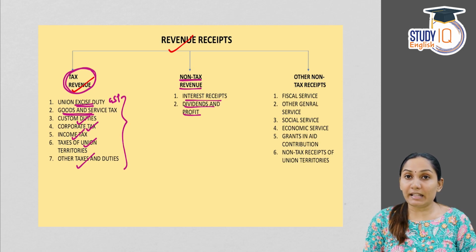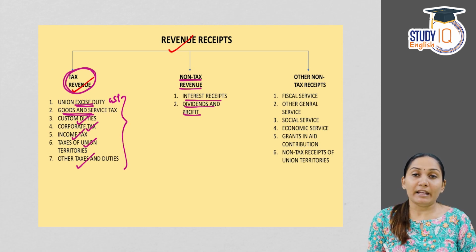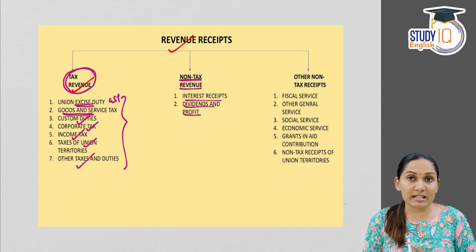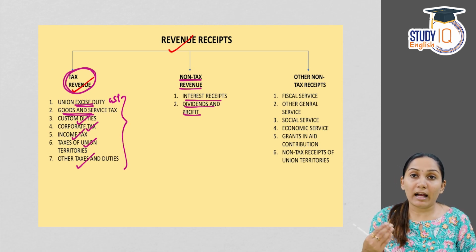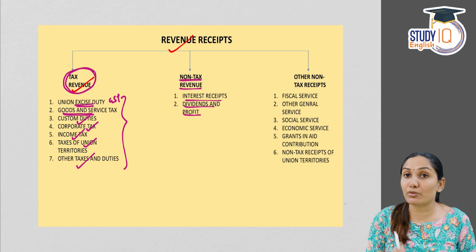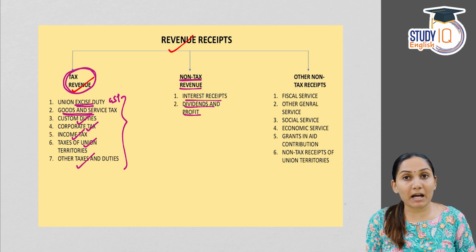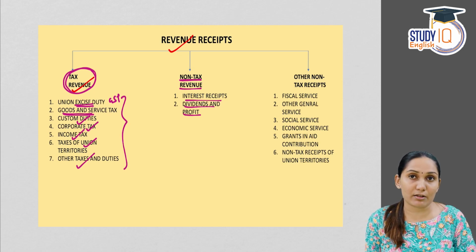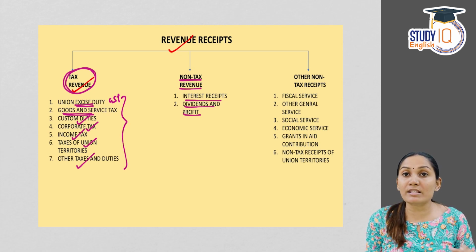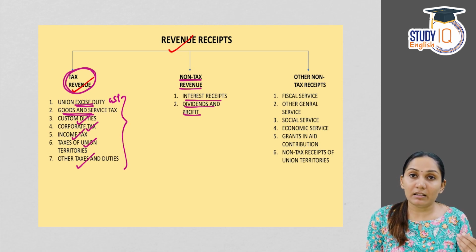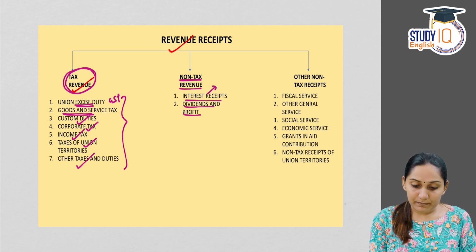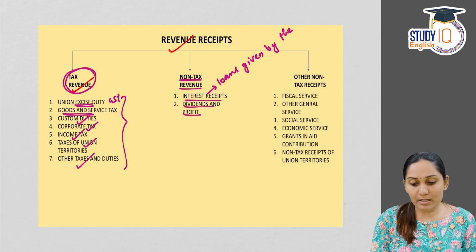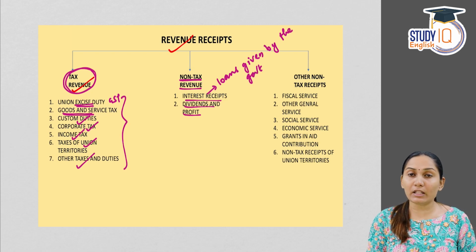Now, what are interest payments or interest receipts? Interest receipts are those receipts the government gets from those who have a debt obligation towards the government. That is, in the past years, if the government has given loans to international organizations or other countries or other entities, the loans given by the government earn some interest for the government.